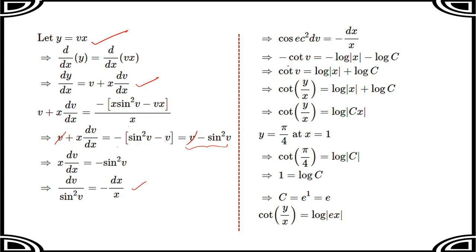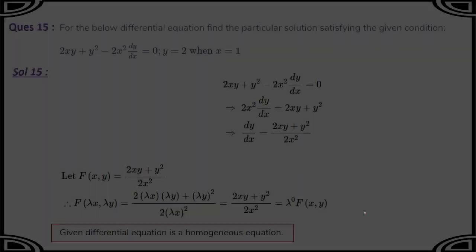After that, minus cot v, what we have done here, we have integrated and got the answer. Here this is the general solution, but we have to be particular when y equal to pi by 4 and x equal to 1. So put the value of y and x. So we are getting this, cot pi by 4 is 1, is equal to log c, or we can write down c is equal to e raised to the power 1. E is the exponential function which is equal to e, and this is the final answer.